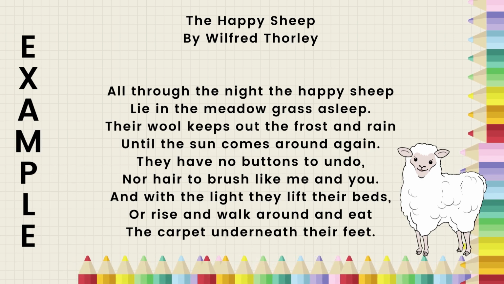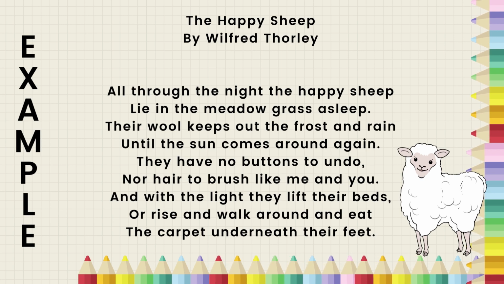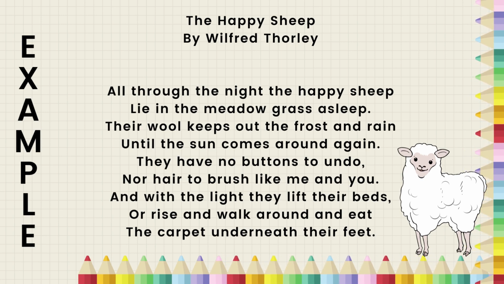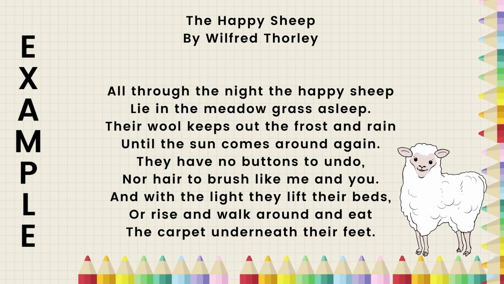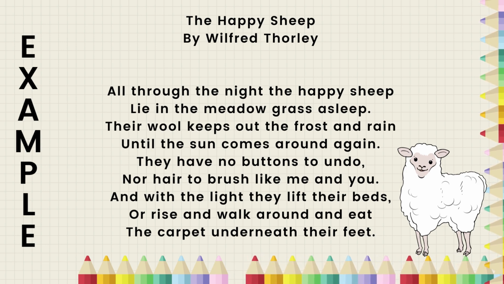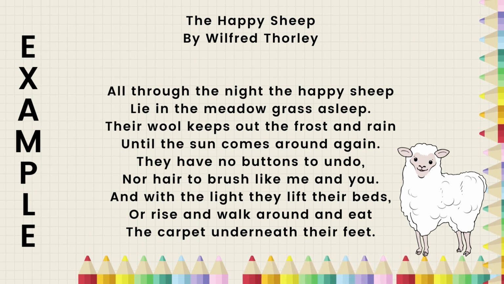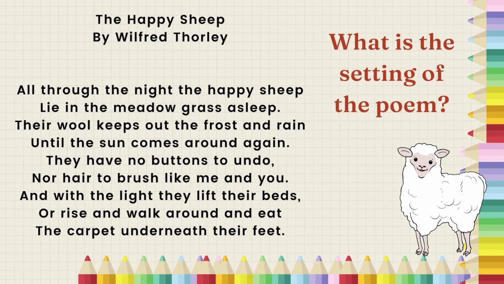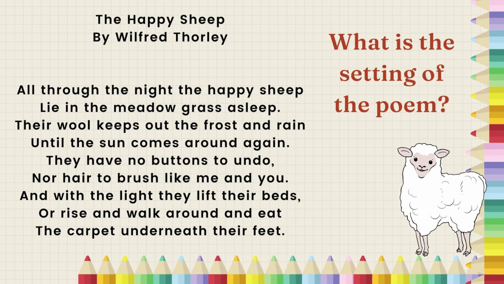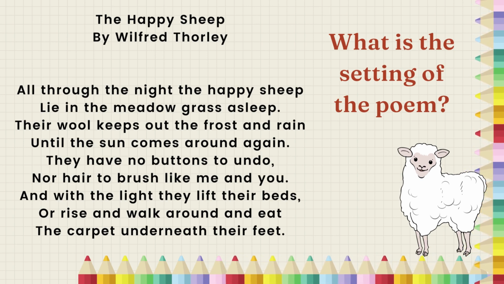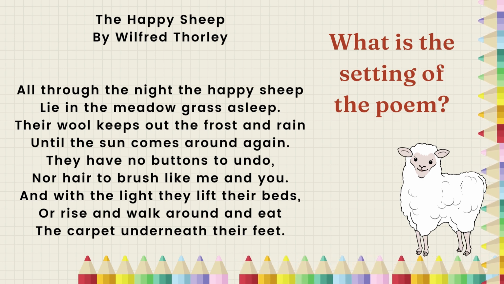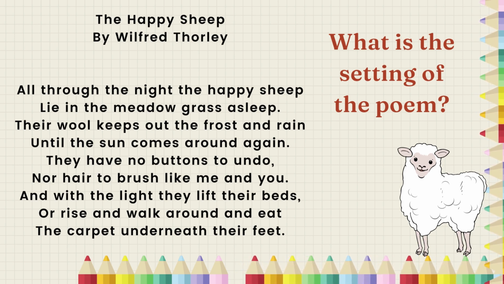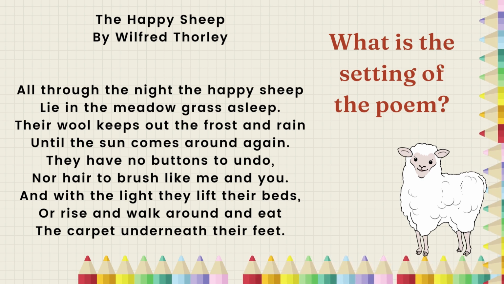Now let's try to apply what we have learned in our discussion. Here we have a poem entitled "The Happy Ship" by Wilfred Thorley. What do we see in the selection? If you say title, author, and illustration, you are correct. Now, the setting is being asked here. So usually, the setting is found at the beginning part of a selection. Now let's try to find it out by reading the poem.